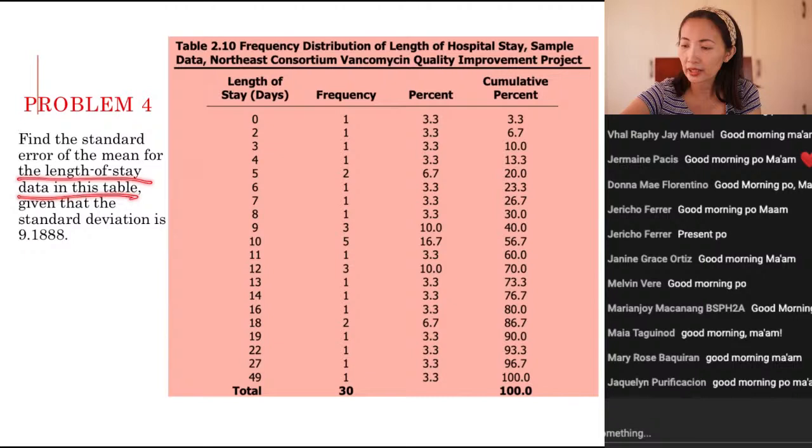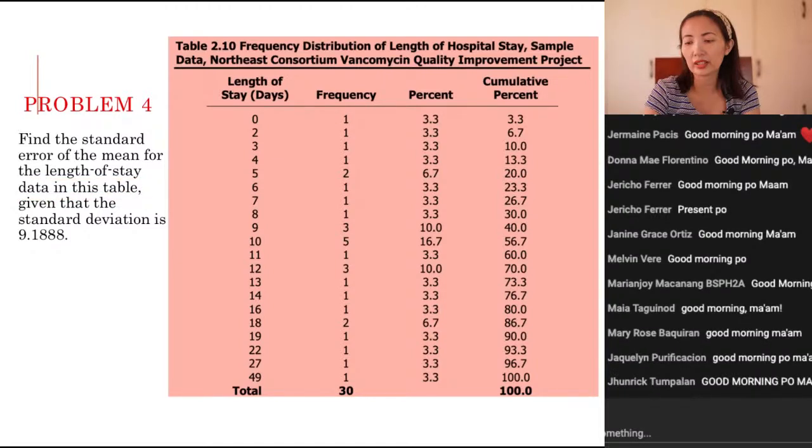Table 2.10 is the frequency distribution of length of hospital stay, sample data. The length of stay is in the first column. Find the standard error of the mean of the length of stay in the table. The standard deviation is already given. All we have to do is compute the mean, considering this frequency.